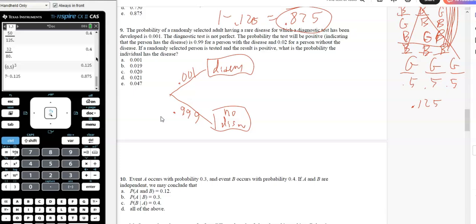The probability that the test would be positive, indicating that the person has that disease, is 0.99 for a person with the disease. So this is positive, would be 0.99. And this is really bad here: this is 0.01 for the negative. Gotta be right. And 0.02 for a person without the disease, I guess it's saying positive. So positive would be 0.02, a 2% chance. And negative, which is the correct decision there, is 0.98.